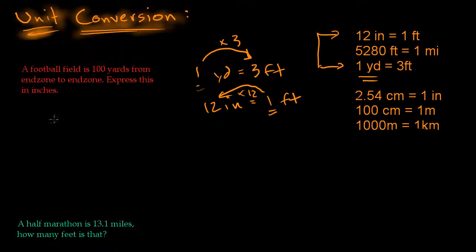Okay, so that means if I start with 100 yards, and I multiply it by 3, then I'll have the number of feet. And then if I multiply that by 12, well, then I'll have the number of inches. So 100 times 3 times 12 is 3,600. And that is inches.